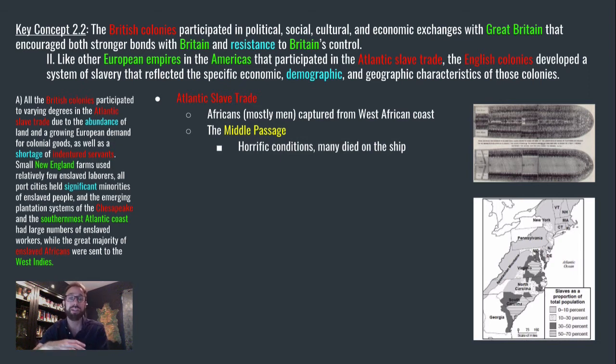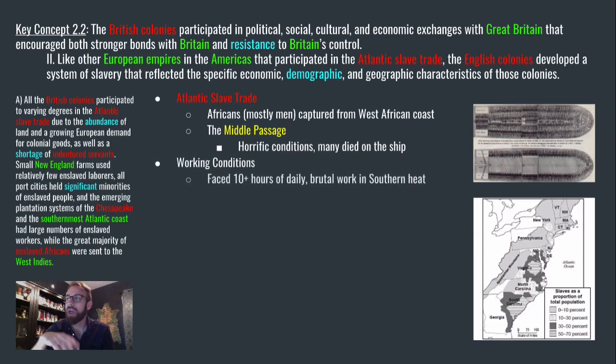Okay, so horrific conditions on that physical side, but then think about that psychological side as well, of basically making these people property instead of human beings. So once they got to the Americas, what were the working conditions like? Not very good. So 10+ hours a day of manual, brutal work in the southern heat.